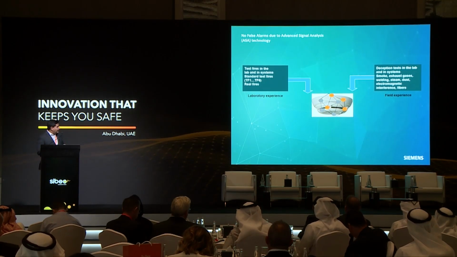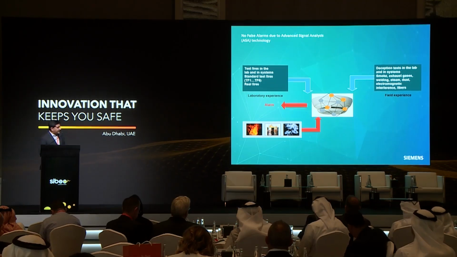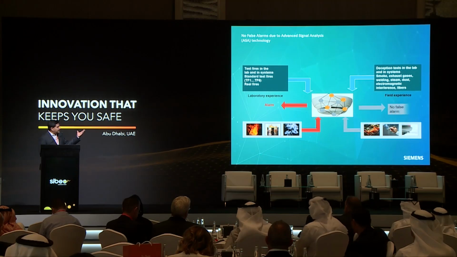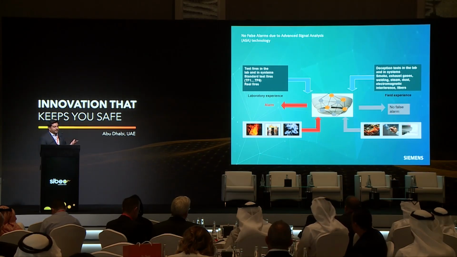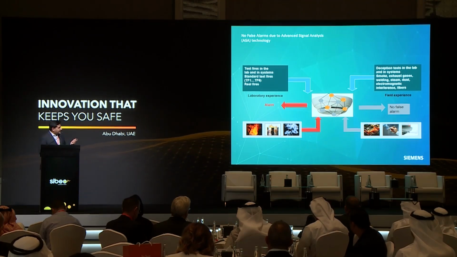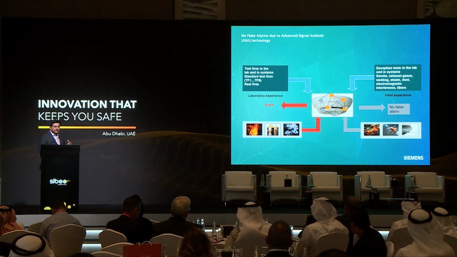So, given a scenario where we have this detector with all this smartness and real-time interpretation, we have several deceptions across our environment. Deceptions could be things like smoke, exhaust gases, welding, steam, dust, electromagnetic interference, and fibers.